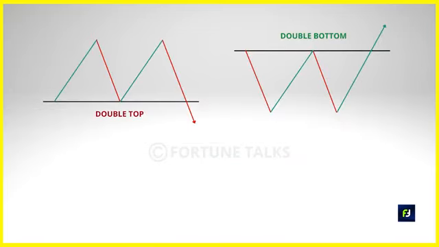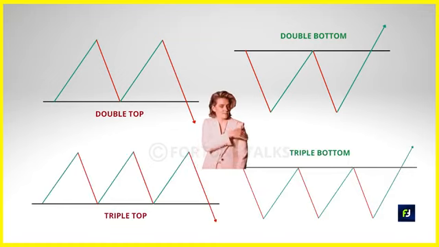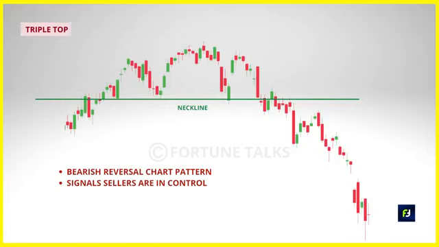If you have understood the double top and double bottom patterns properly, then triple tops and triple bottoms are just a piece of cake. These are just extensions of the previous two patterns. The entry, exit and stop losses are the same. But what matters most is the formation of the third swing high or swing low respectively. Let's find out what these patterns signify.